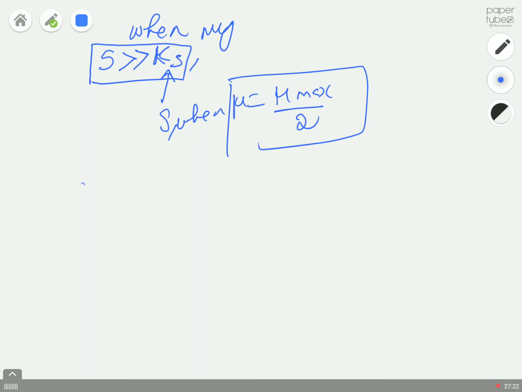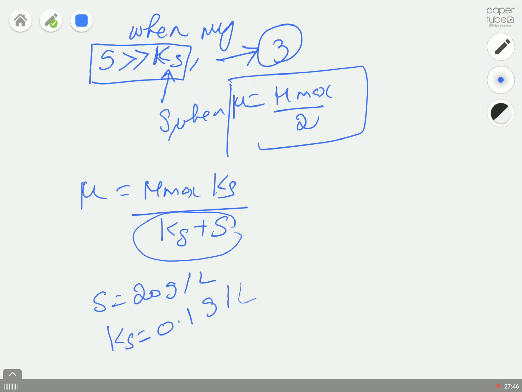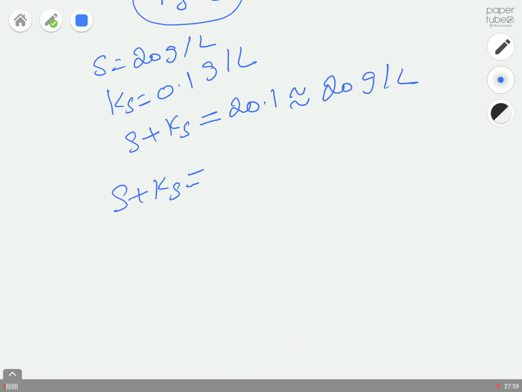I'm going to call this equation 3. So we have this equation here. We can substitute. Imagine S is 20 grams per liter and Ks is, say, 0.1 grams per liter. If you take S plus Ks, that will be 20.1, approximately equal to 20 grams per liter, which means S plus Ks is equal to S.